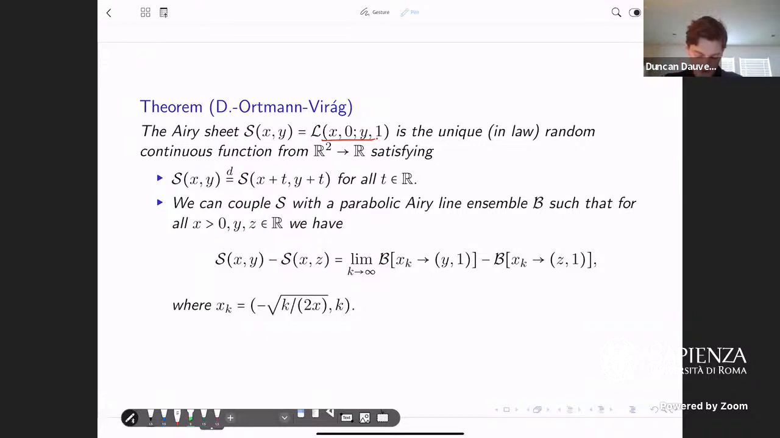So there are two things involved in the characterization. The first just says that if we look at the Airy sheet and we shift the entire process by some amount t, then we see the same object in distribution. This is just a consequence of time stationarity of the original Brownian motions.